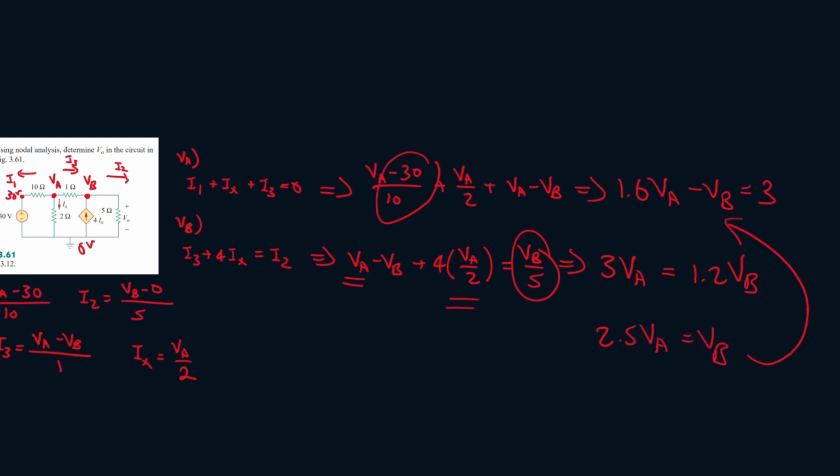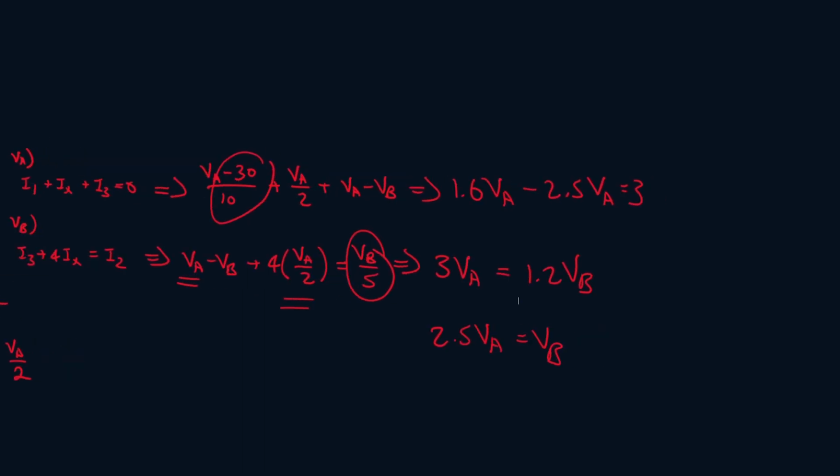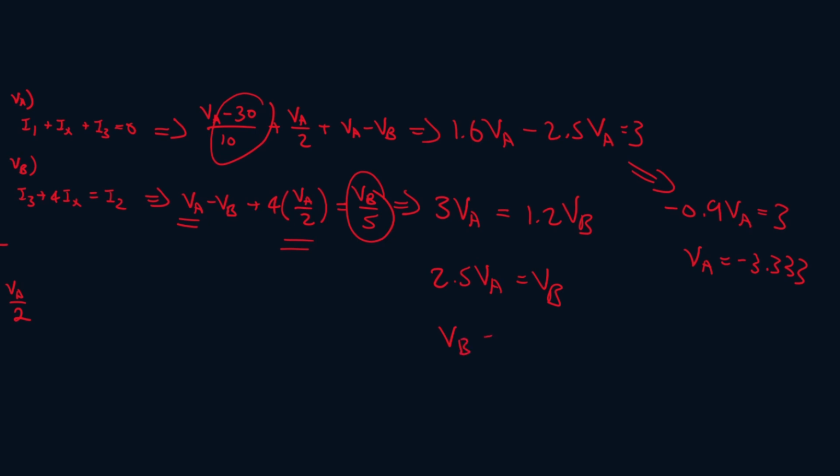And we can plug that into here. So for this VB, it's 1.6 VA minus 2.5 VA equals 3. So 1.6 minus 2.5 is minus 0.9 VA equals 3. Divide both sides by minus 0.9, and that gives you VA equals minus 3.333. Now we can find VB, which is just minus 3.333 times 2.5, which is minus 8.333.